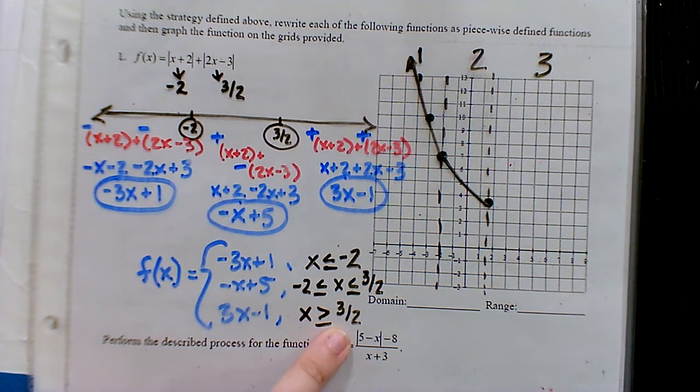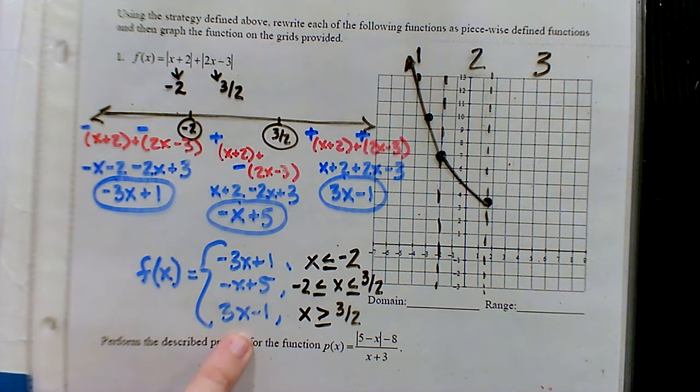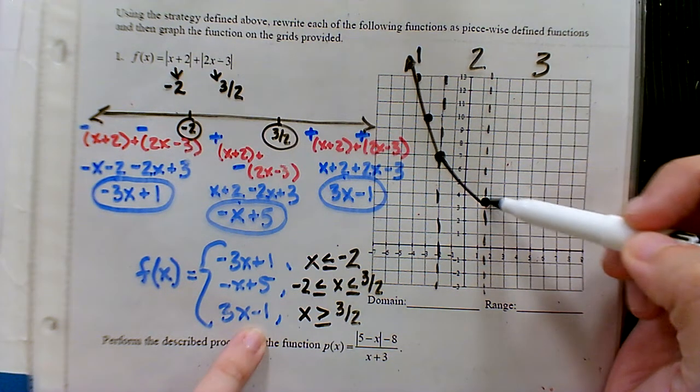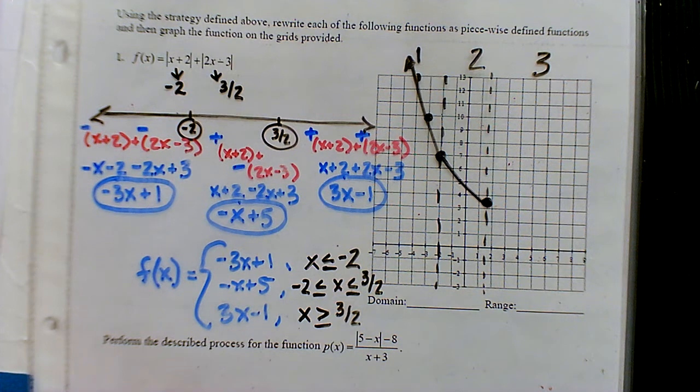And for our last piece, if we plug in 1.5, 3 times 1.5 is 4.5, minus 1 is 3.5, so we're at the same spot. We need another point though. So what do you want to do?